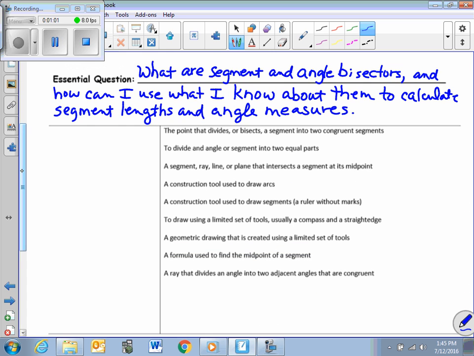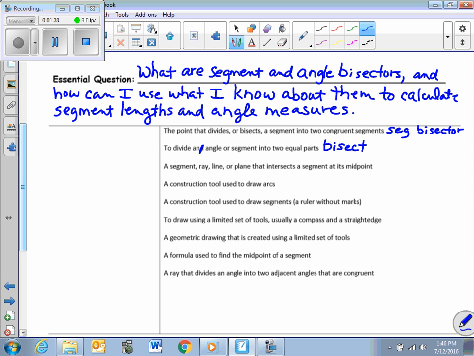So here we go with our vocabulary. What is the point that divides or bisects a segment into two congruent segments? That would be, and I'm going to abbreviate segment here, a segment bisector. You can't just say bisector because there's also an angle bisector, obviously. So I have to designate that I'm speaking of a segment bisector. What do I mean to divide? And that should just be bisect. To divide an angle or segment into two equal parts would be to bisect that segment or angle.